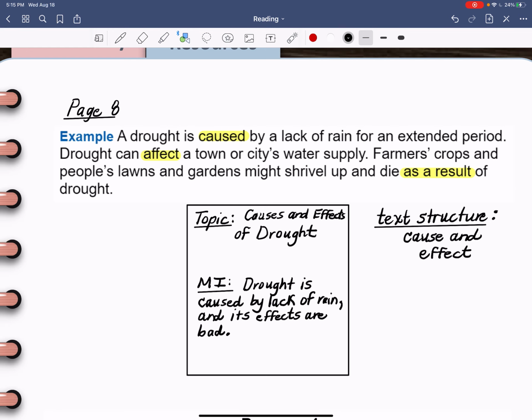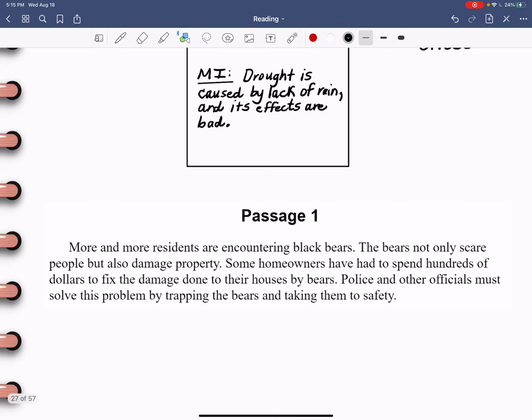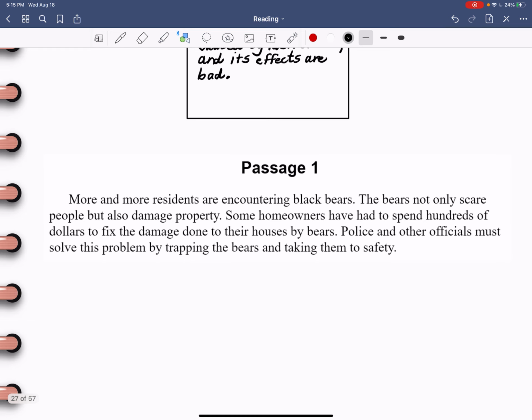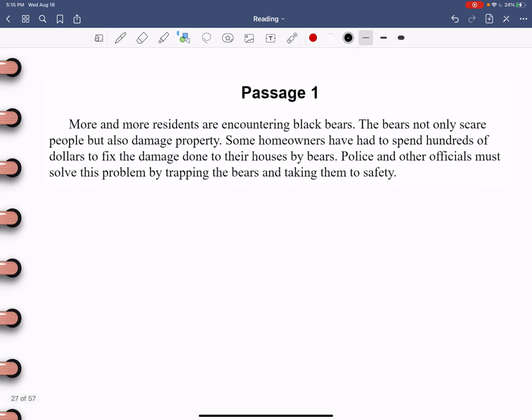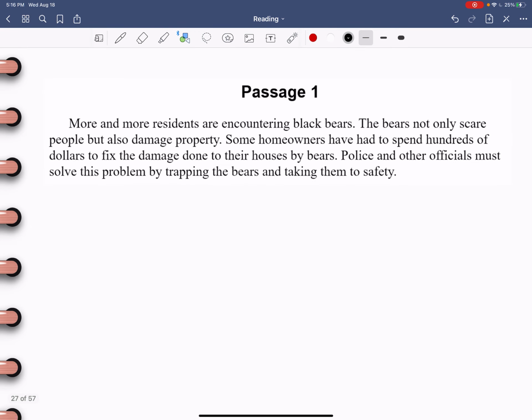Okay, let's try another one. This is at the bottom of page 8. I have a picture of a beautiful black bear. I didn't bring the picture in, but he's a beauty, or she. And this time they want us to compare text structures of multiple texts. So they're giving me two passages, and then they'll ask me to find some similarities and some differences in the passages. So let's see what we can do here.